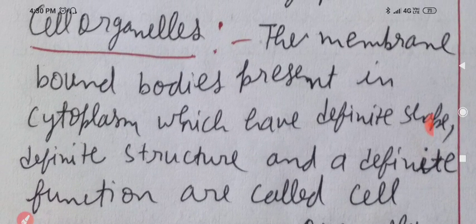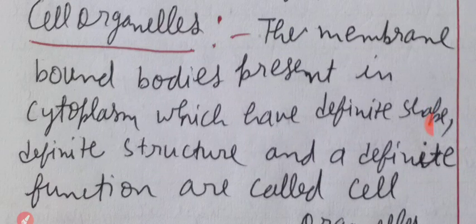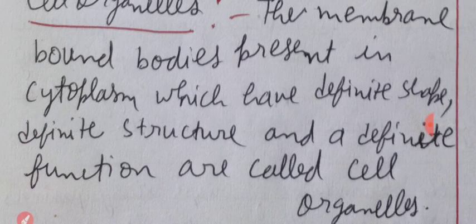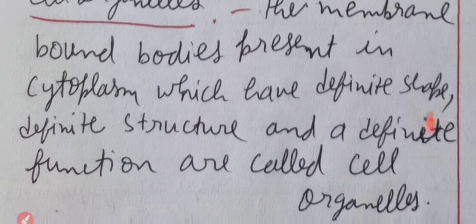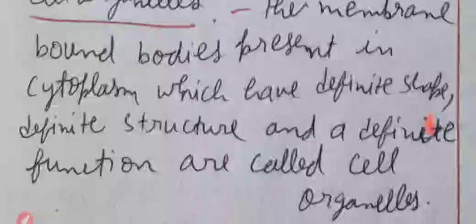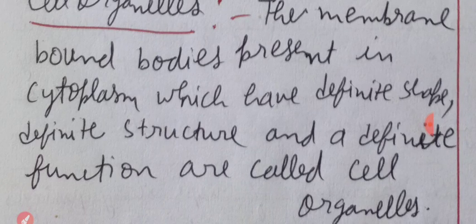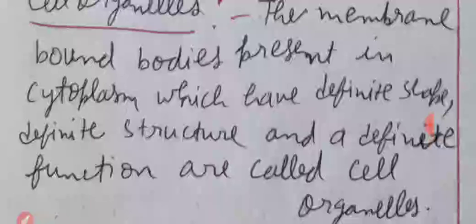Just see the definition once more. The membrane bound bodies present in the cytoplasm which have definite shape, definite structure, and definite function are called cell organelles.